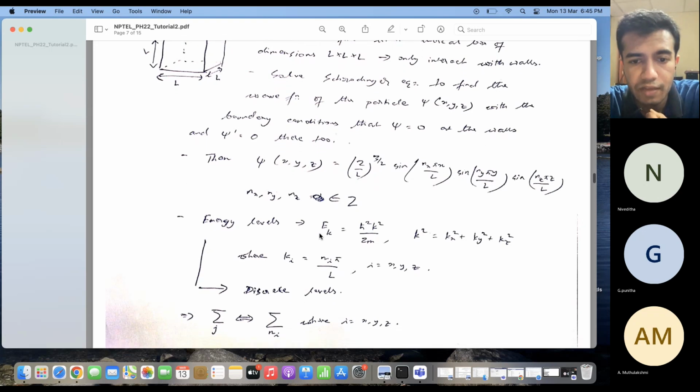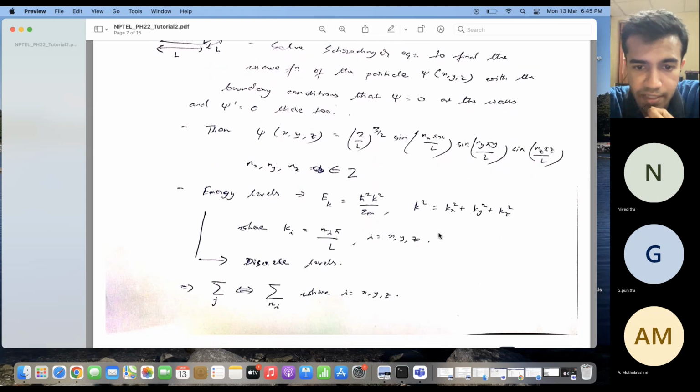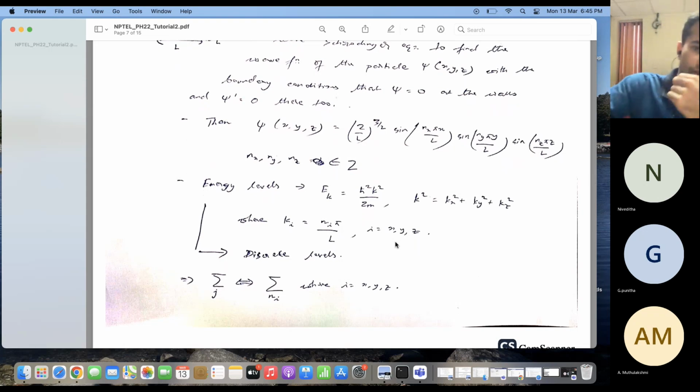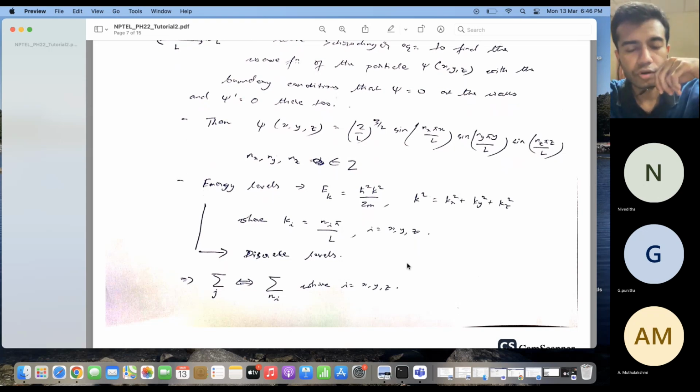Okay. And if this is my wave function, then the eigenvalues of these wave functions are my energy levels. So the energy levels turn out to be E_k equal to h-bar squared k squared by 2m, where k squared is kx squared plus ky squared plus kz squared. kx is nx pi by L, ky is ny pi by L, and kz is nz pi by L. An interesting thing you notice here is that the energy levels are discrete. Each particle can have only a discrete value of energy. The energy levels aren't continuous; they cannot have all values of energy.